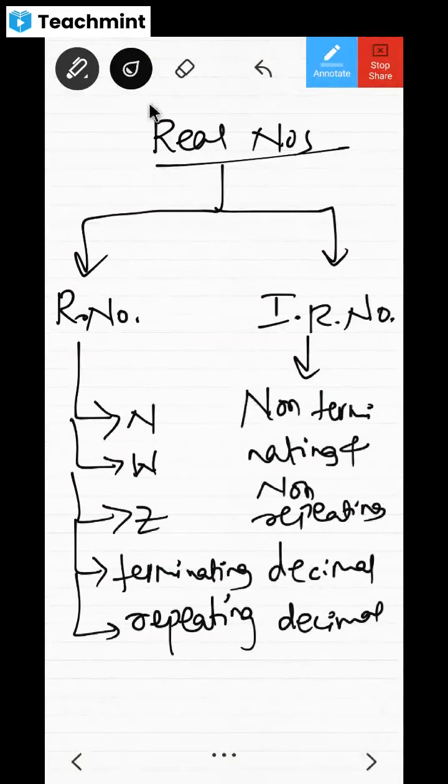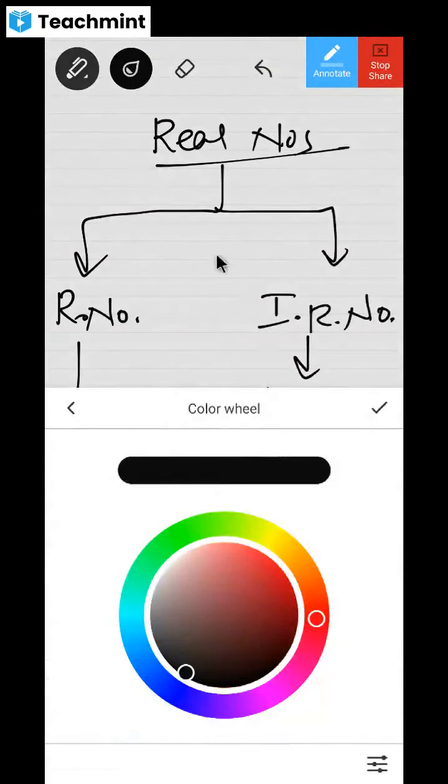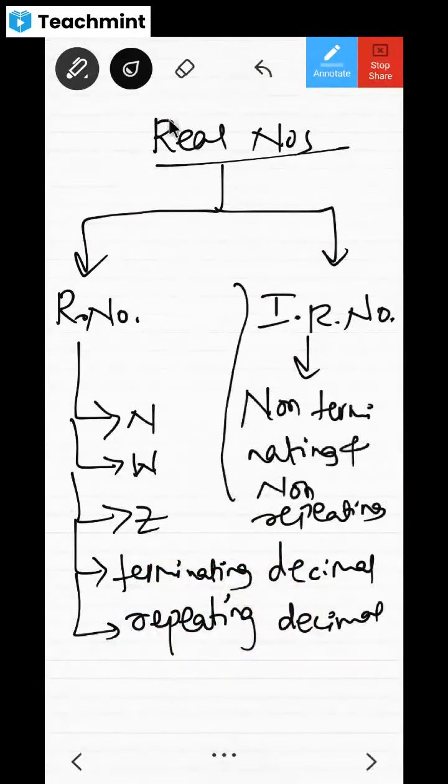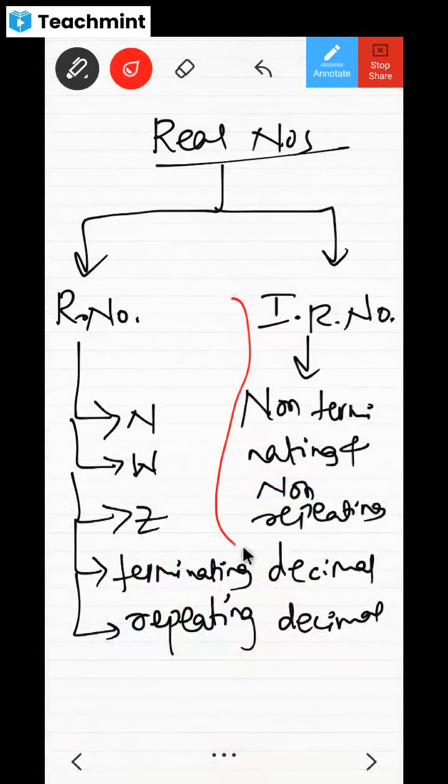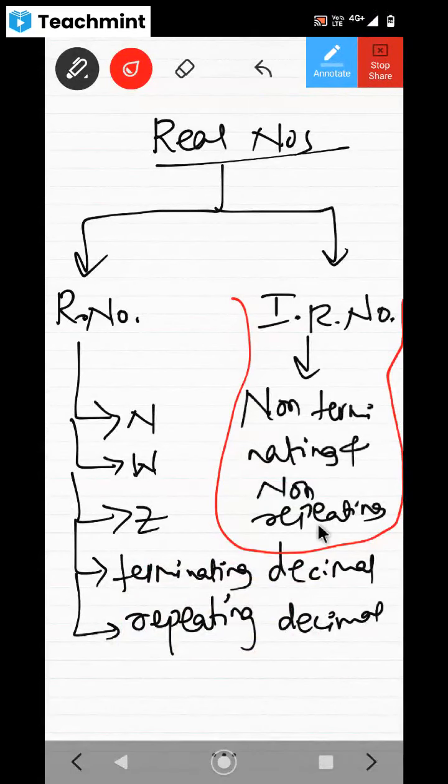Yes, sir. Okay. I hope the complete chart is understood here. Mallu, did you understand all this? Yes, sir. Okay, good. Awesome. So irrational number means all these things. Okay, shall I move to next thing? Yes, sir.